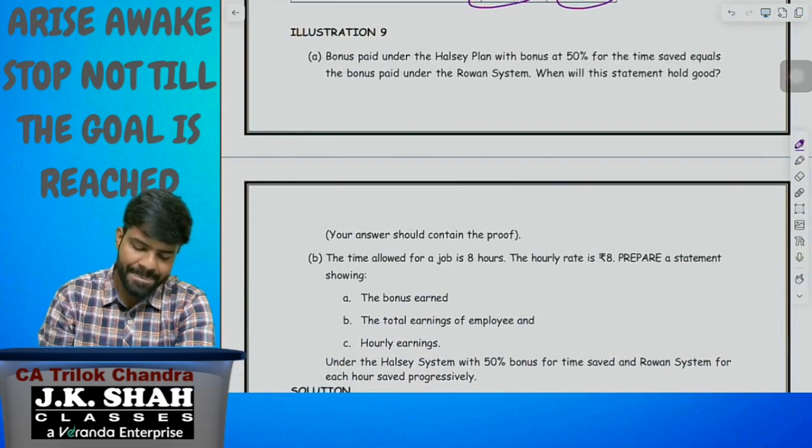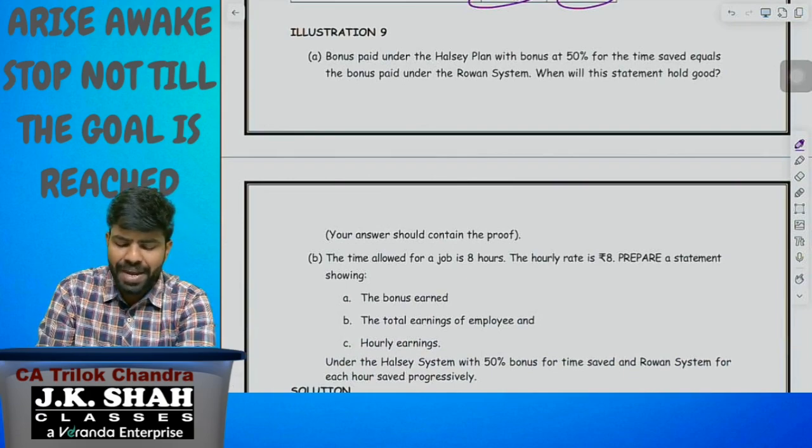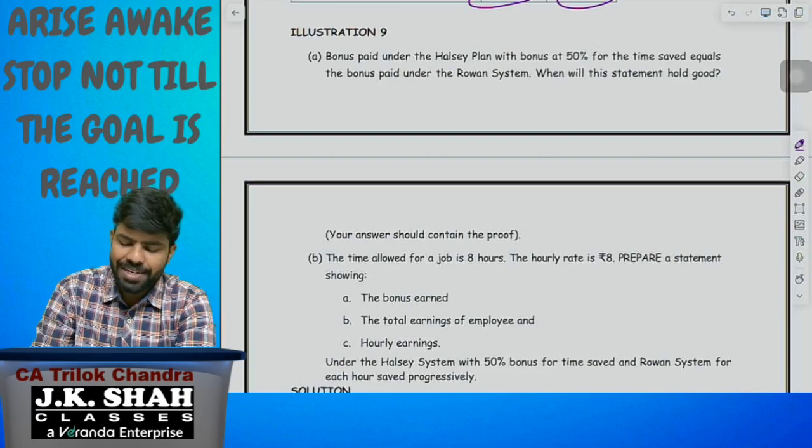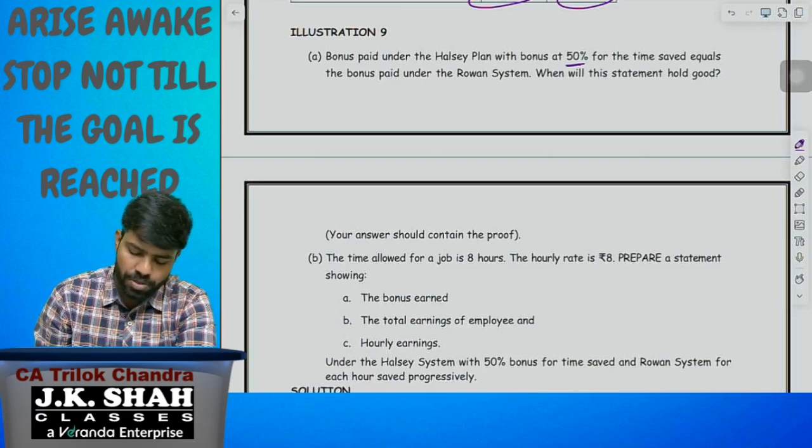Illustration 9. Bonus paid under the Halsey plan with bonus at 50% for the time saved equals the bonus paid under Rowan system. When will this statement hold good? Your answer should contain the proof.